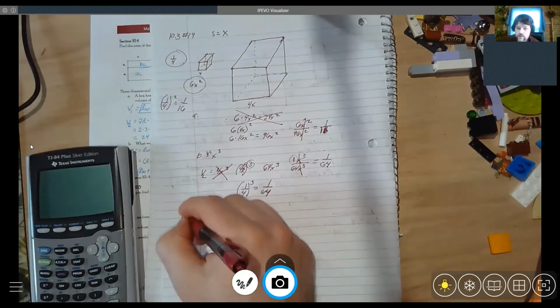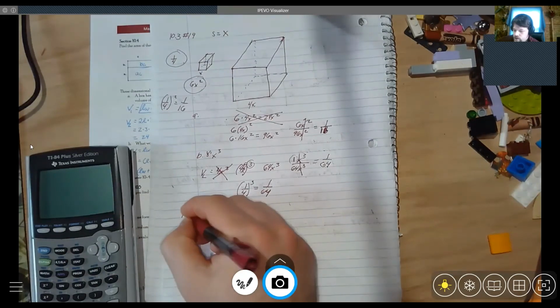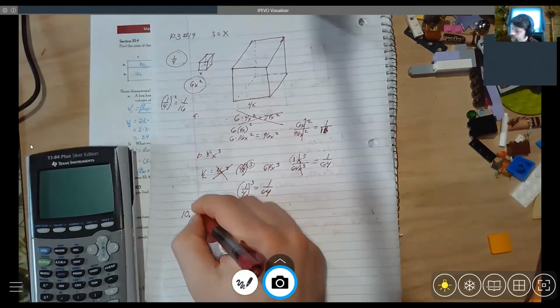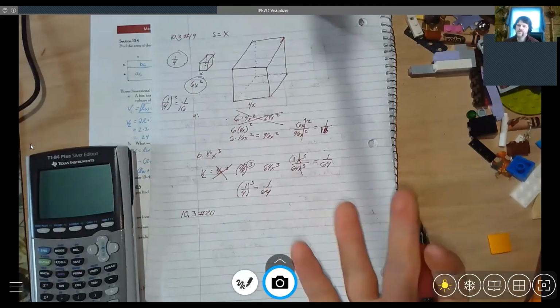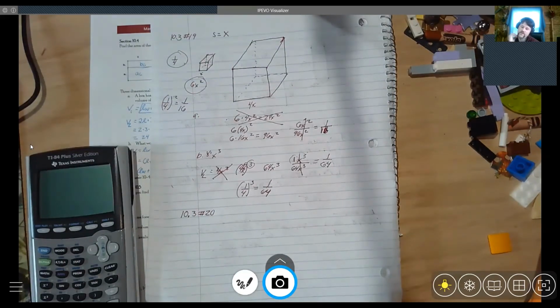And then 10.3, number 20. This would be so much better if you could ask me questions back if I'm not explaining something about it.